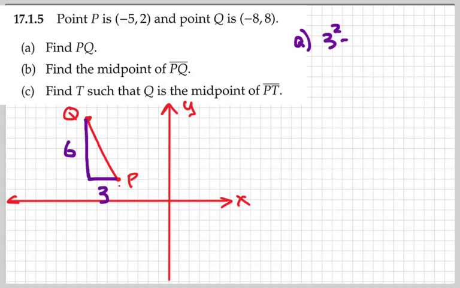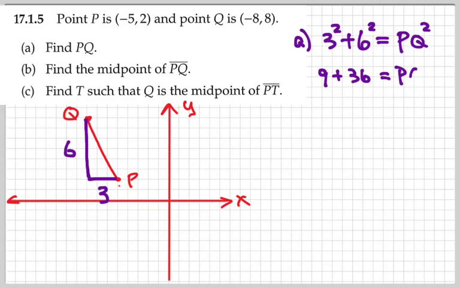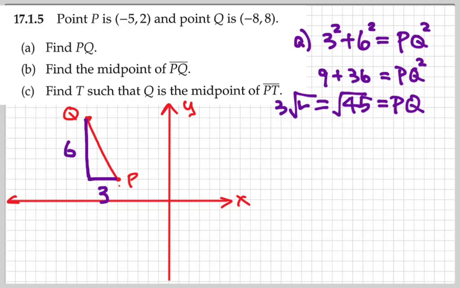To find the value of PQ, we're going to use the Pythagorean Theorem. Then we get 3 squared plus 6 squared will be equal to PQ squared. As you calculate in this manner, you get to see that PQ must be equal to square root of 45. Once you simplify that, we get 3 square root of 5. That becomes our answer.